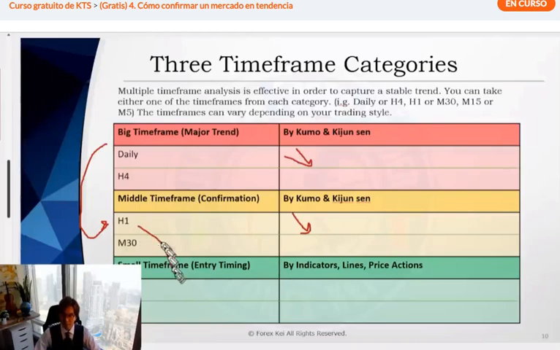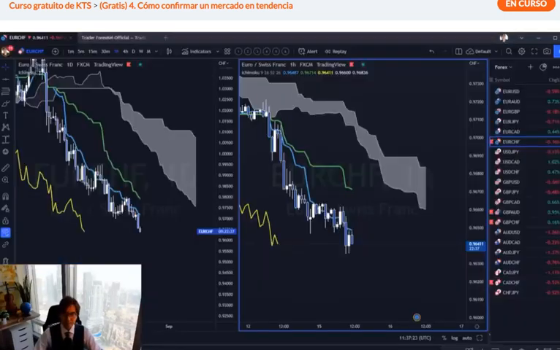And then you go down to the lower time frames, and this is where you can look for an entry timing, which I will talk about in the next video on Friday. Today I just wanted you to make sure that this confirmation part is right. All right, 1 hour is trending down nicely.